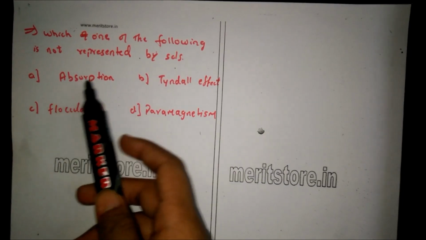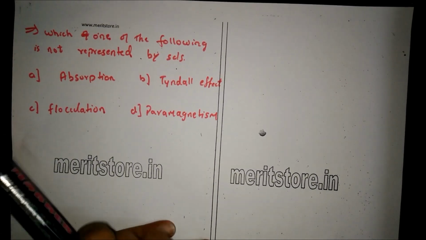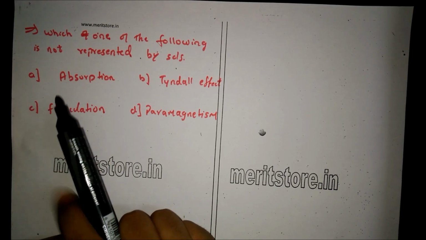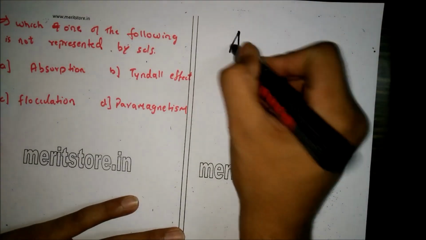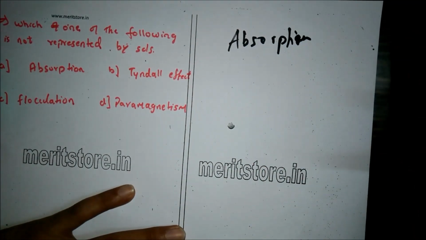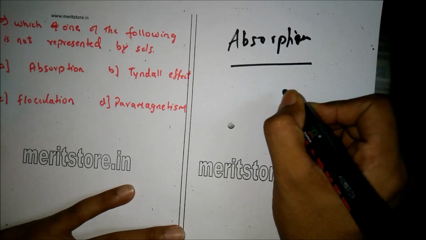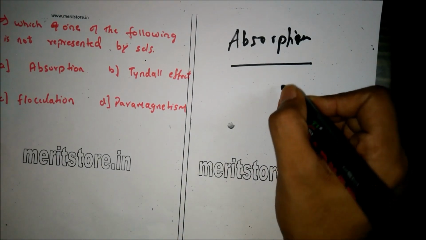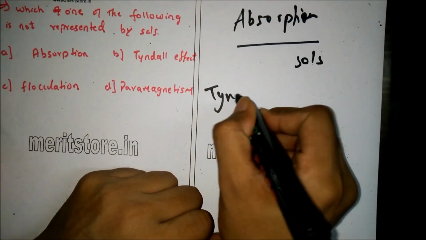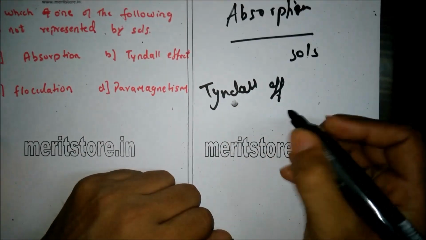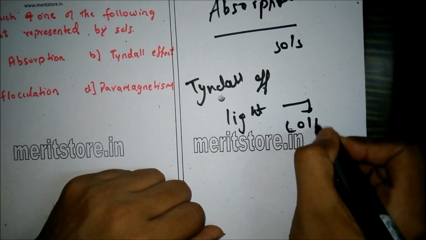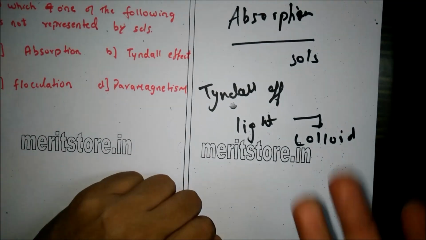Which one of the following is not represented by sols? A. Absorption, B. Tyndall effect, C. Flocculation, and D. Pragmatism. Now, absorption is something in which something gets absorbed. Therefore, this can be represented by sols. Now, what is the Tyndall effect? The Tyndall effect is light scattering by particles in a colloid. Hence, this is also related to sols.